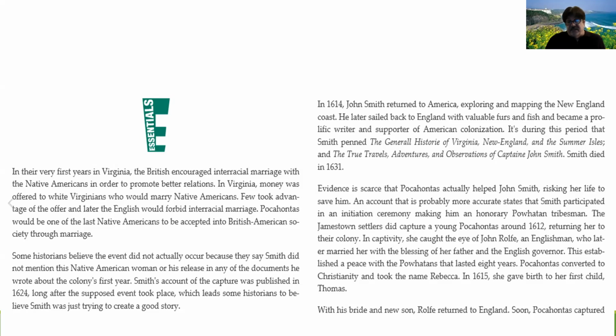It is noted, I guess, that the Jamestown settlers did capture a young Pocahontas around 1612, and they returned her to their colony. It says she caught the eye of John Rolfe, which means he saw her and was attracted to her. An Englishman who later married her with the blessing of her father. So her native father said okay, and an English governor, right?